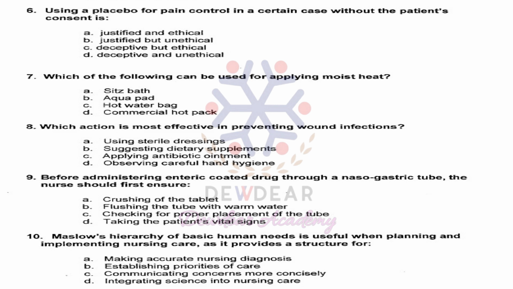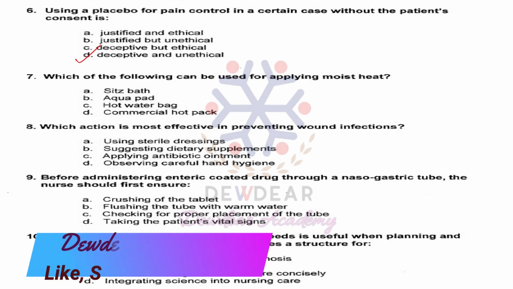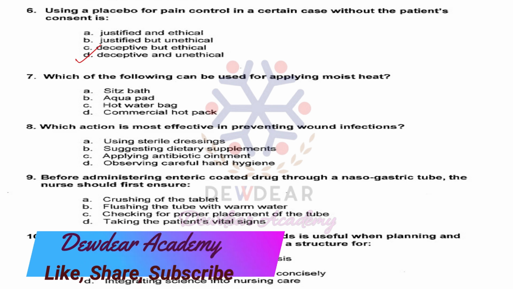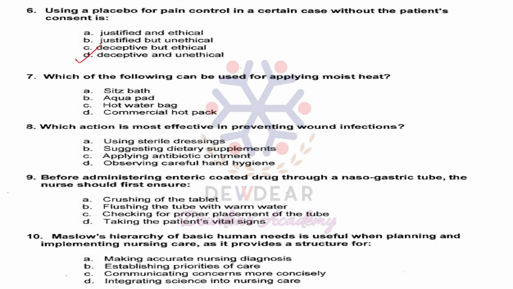Whether it can be justified and ethical, or justified but unethical, then deceptive and ethical, deceptive and unethical. So here the correct answer is, it is considered as deceptive and unethical. Option D is the correct answer. It is deceptive and unethical if we are using a placebo for pain control in a patient without the consent of the patient. It is considered as deceptive and unethical.